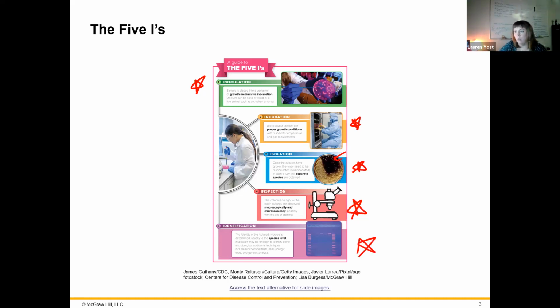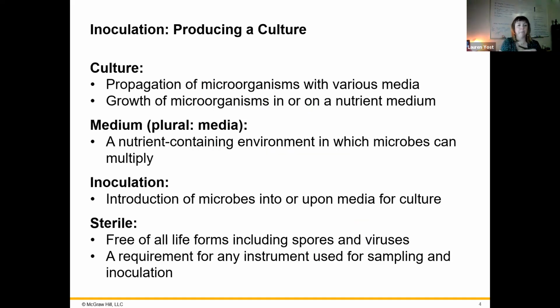And then we can identify it, using all of the information we were able to gather in our investigation and bringing it all together to determine exactly what this organism is and its requirements, so that we can start to treat it.